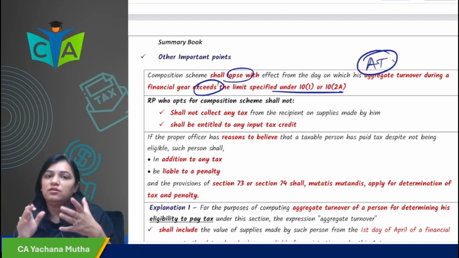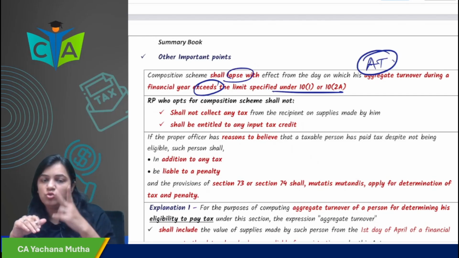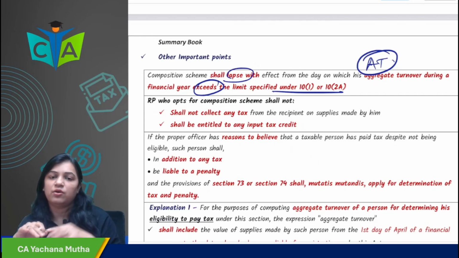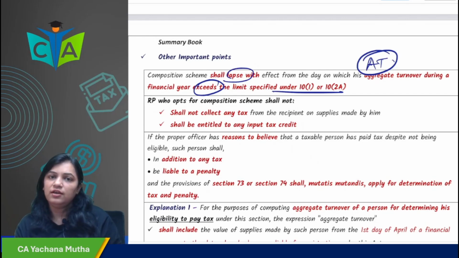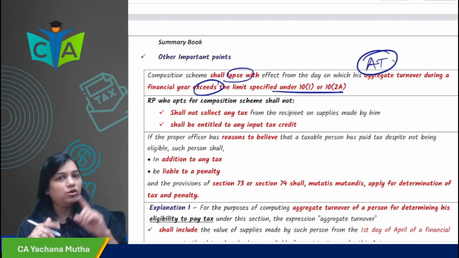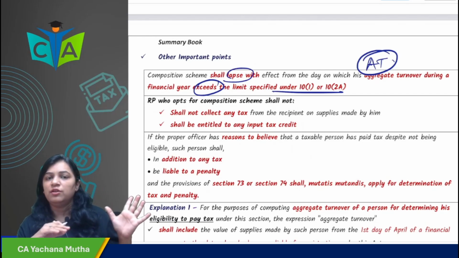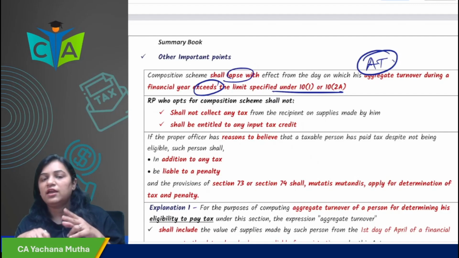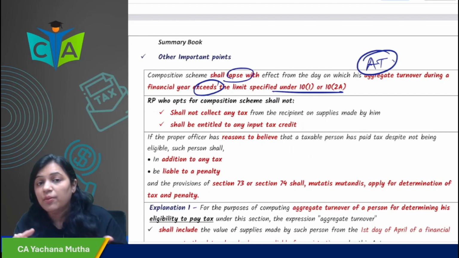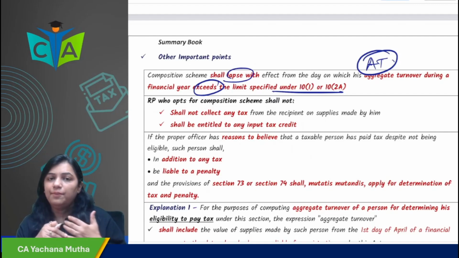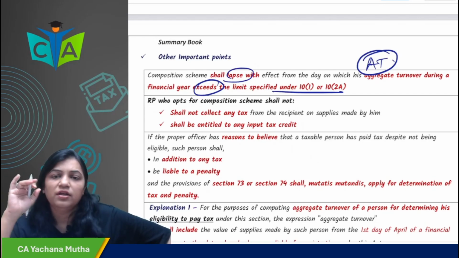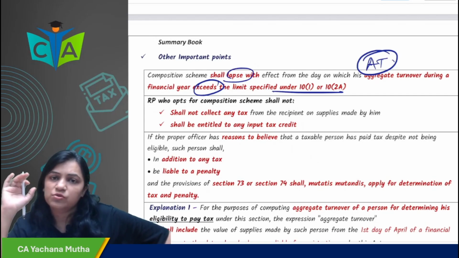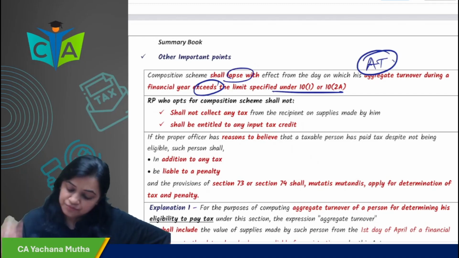So the aggregate turnover has relevance at two places. First, what we have seen up till now: whether you are eligible for the composition scheme in the current year is decided by the aggregate turnover of last year. If it is within limits, yes, you are allowed. Second, in the current year, up to when is the composition scheme allowed to you? Up till the time your aggregate turnover does not cross that limit. Whenever your aggregate turnover crosses that limit, the composition scheme will lapse. I hope it is clear.